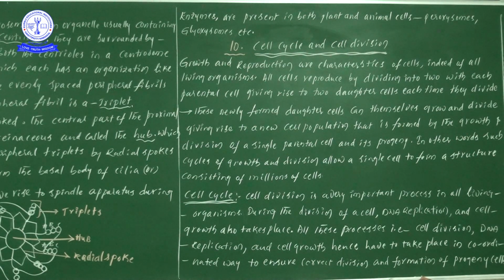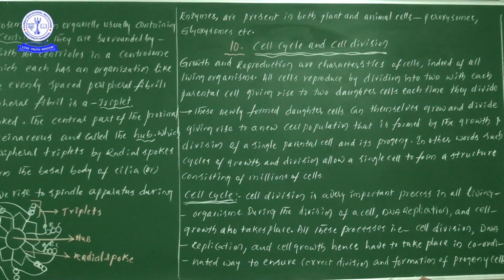That particular cell may be a parental cell as well as a progeny cell. Next, in other words, which cycles of growth and division allow a single cell to form a structure consisting of millions of cells? So in other words, what information can we discuss about such cycles of growth and division?